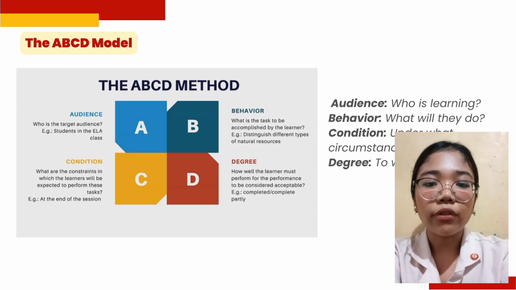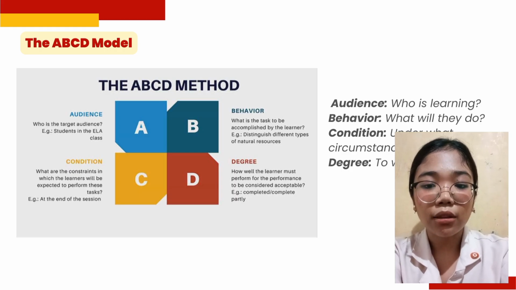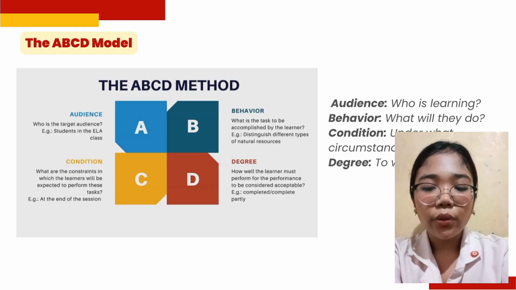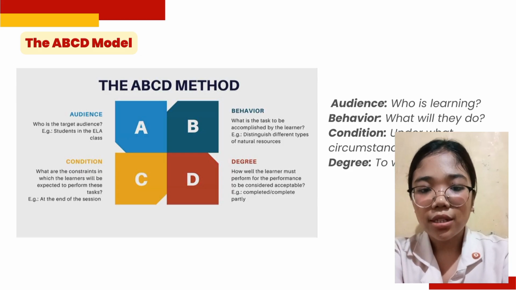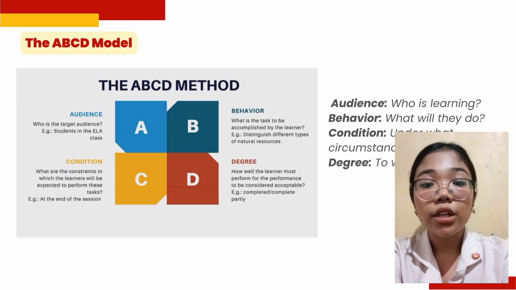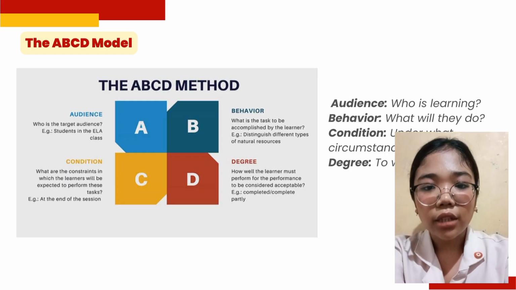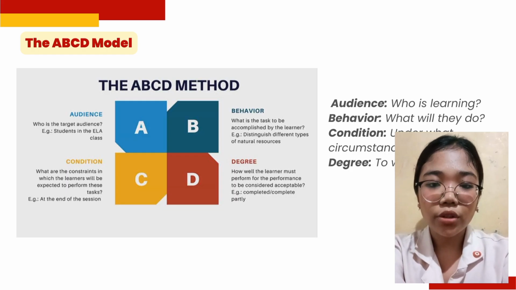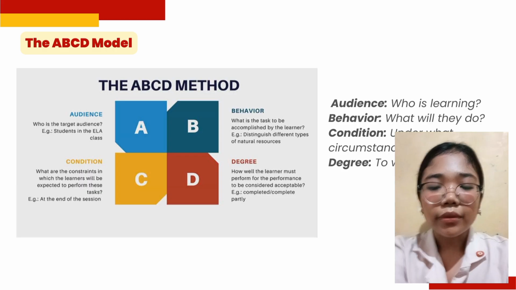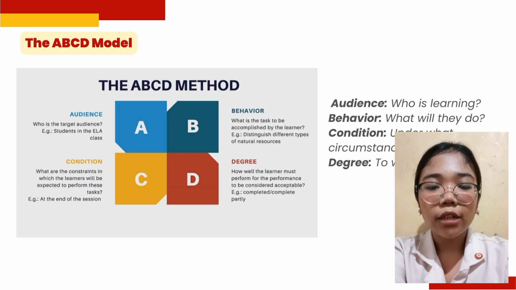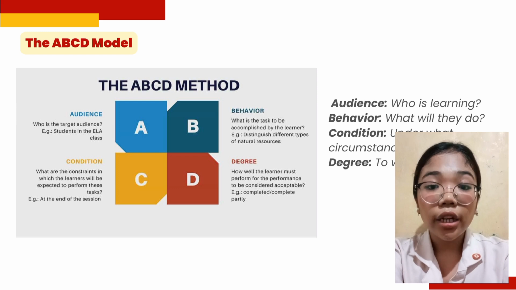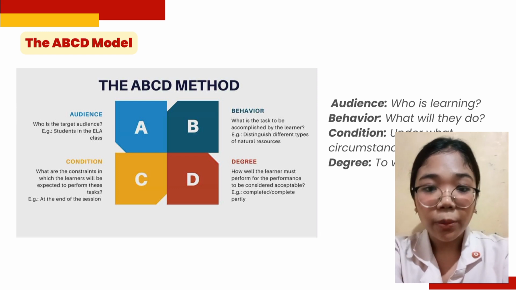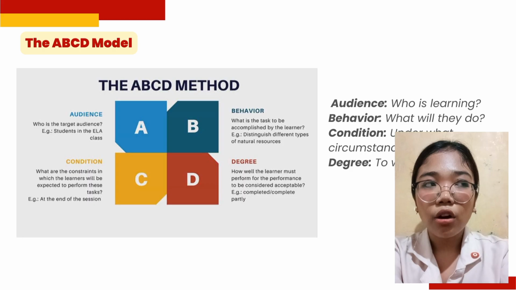B stands for the behavior, describing the action or the skills that the learner or the participant is expected to perform. For example, distinguish different types of natural resources. C is condition, meaning the circumstances or resources under which the behavior should be demonstrated. For example, at the end of the session. D refers to the degree, which sets the criteria or the level of performance expected, such as accuracy or speed. For example, completed or completed partially.